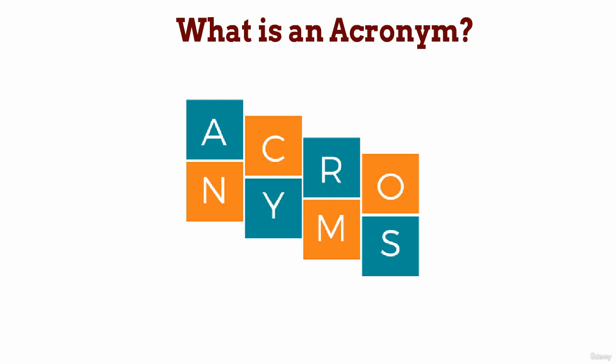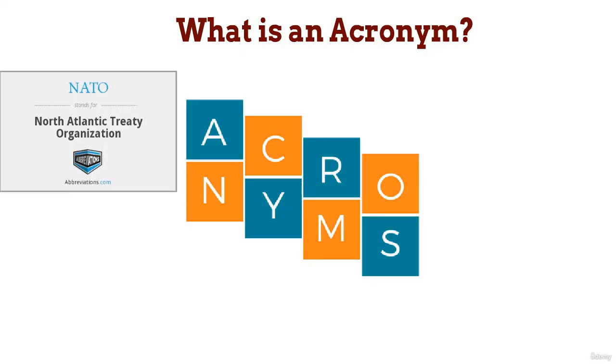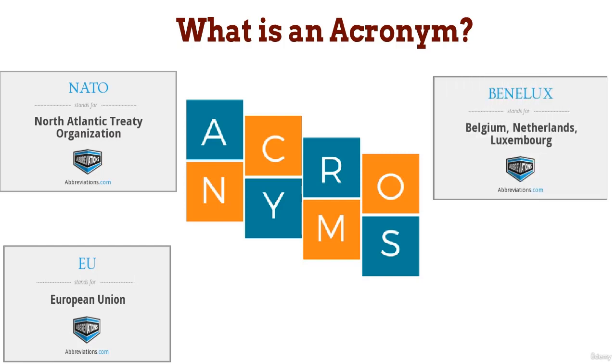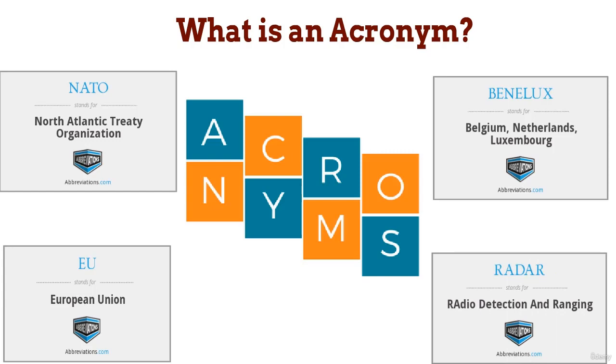What is an acronym? According to Wikipedia, an acronym is a word or name formed from the initial components of a longer name or phrase, usually using individual initial letters, as in NATO, North Atlantic Treaty Organization, or EU, European Union, but sometimes using syllables, as in Benelux, Belgium, Netherlands, and Luxembourg, or a mixture of the two, as in radar, radio detection and ranging. The new word formed by an acronym is easier to write and say than the sum of its parts, being a shorthand way of expressing an idea.